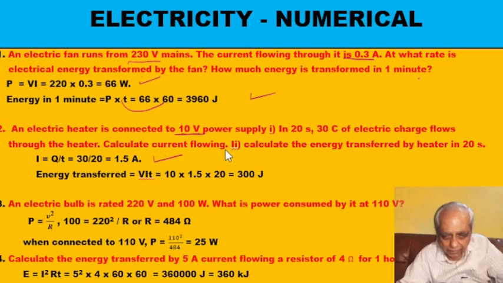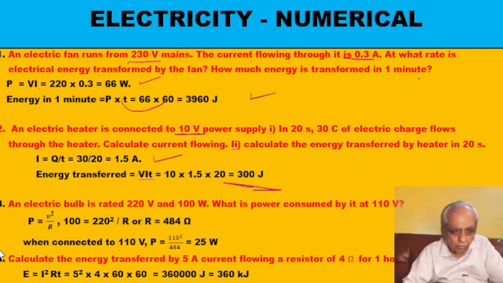Calculate energy transfer in 20 seconds. Time is 20, so energy is power into time. VI is power, and if we multiply by T, we'll get energy transfer. So V is 10 volt, current is 1.5, time is 20 seconds. So this is the energy transfer. Is it all right? So the basic formula you learn is power is equal to V into I. Then you can change the formula by using Ohm's law, V is equal to IR.